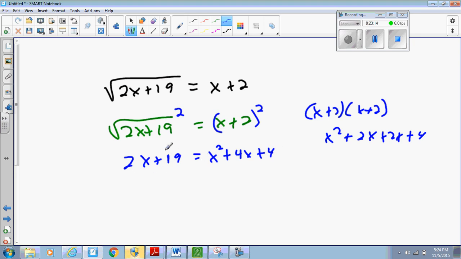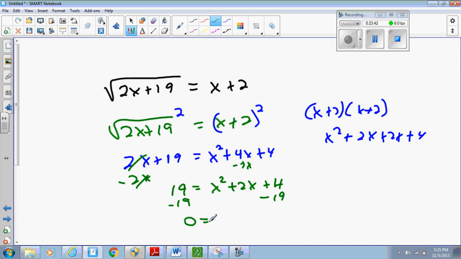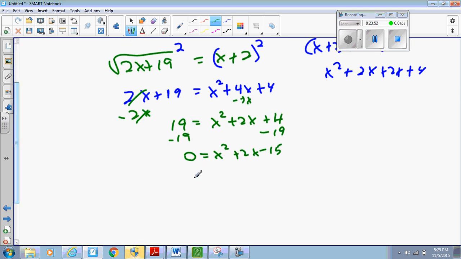And now my step is to get rid of this. I want to see if I can solve this by factoring. But to do that, I've got to make the left side equal 0. So I'm going to go through some steps. Subtract 2x, subtract 2x. So these cancel, and I've got 19 equals x squared plus 2x plus 4, and now I'm going to subtract 19 from both sides, and I have 0 equals x squared plus 2x minus 15. Now I want to see if I can factor this right side here, and that would look like this.